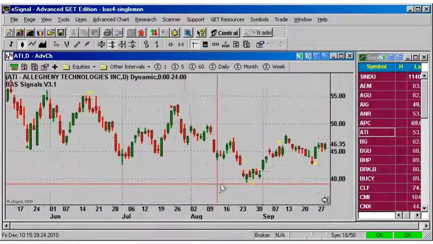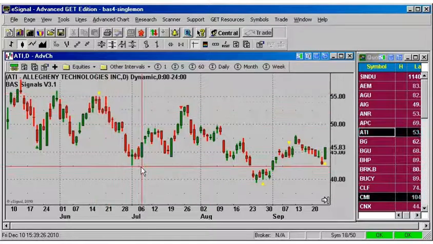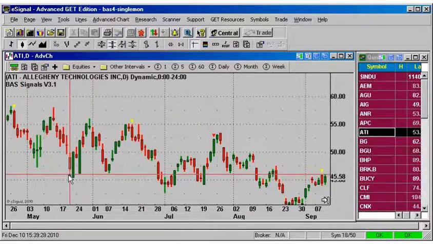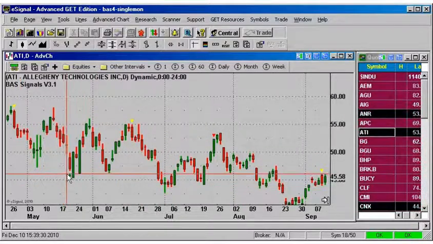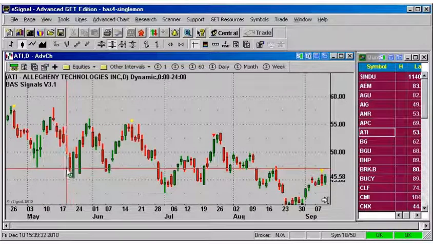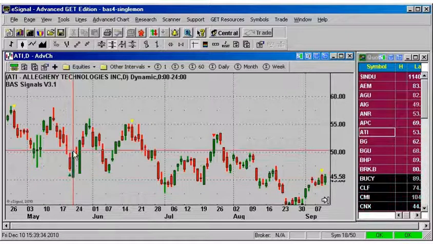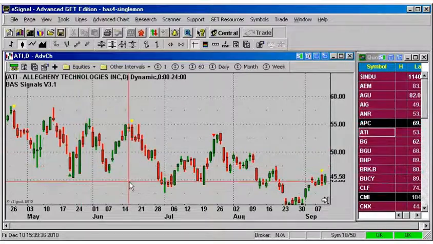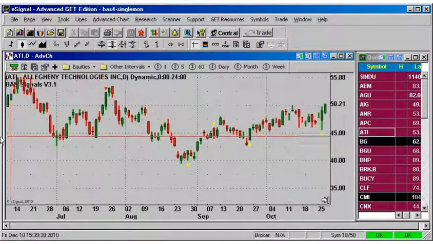Next bar signals. Here's another multiple bar. Here's a down bar, or a next bar signal. It's saying that the next bar is going to go up, and it does. So that's just a review of signals.